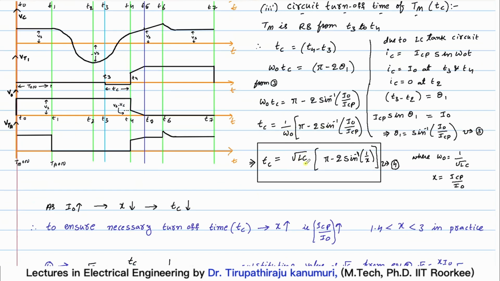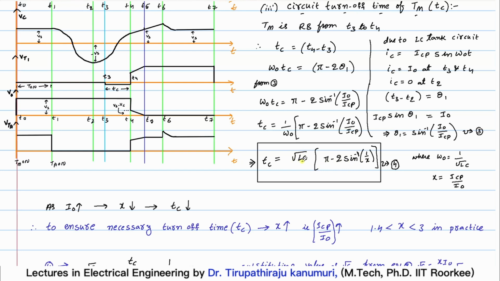So I have substituted root LC into pi minus 2 times sin inverse of 1 by x. So if it is asked in the numerical to calculate the circuit turn off time of the main thyristor, you can calculate it from square root of LC into pi minus 2 sin inverse of 1 by x.